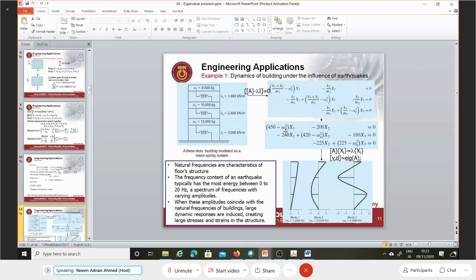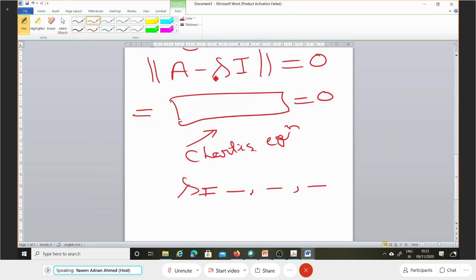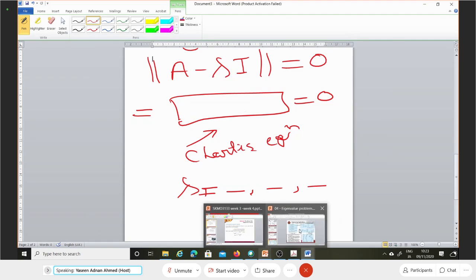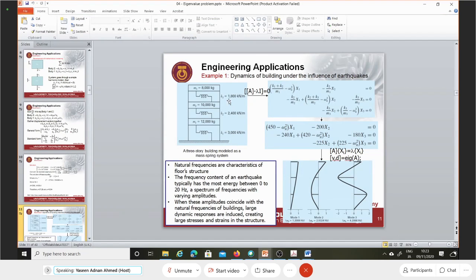In this case, lambda is equal to omega n square. You need to subtract lambda from the diagonal terms according to the definition here, A minus lambda I. So you have to subtract the lambda value from each diagonal term. They did the same thing here. After getting the values, they substitute the values of k1, k2, k3, m1, m2, m3 and simplify. Just follow my way, and then you will have a third order polynomial. So you will have three values of lambda.